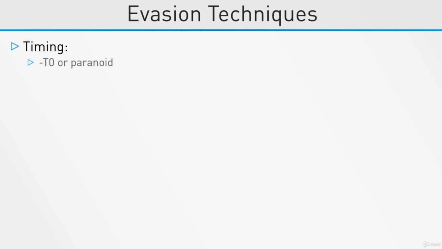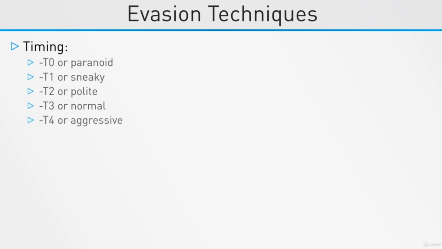T0 or paranoid, which is very slow and used for IDS evasion. T1 or sneaky, which is quite slow and used also for IDS evasion. T2 or polite, which slows down to consume less bandwidth. It runs 10 times slower than default. T3 or normal, which is the default. It uses a dynamic timing model based on target responsiveness. T4 or aggressive, which assumes a fast and reliable network and may overwhelm targets. T5 or insane, which is very aggressive and will likely overwhelm targets or miss open ports.